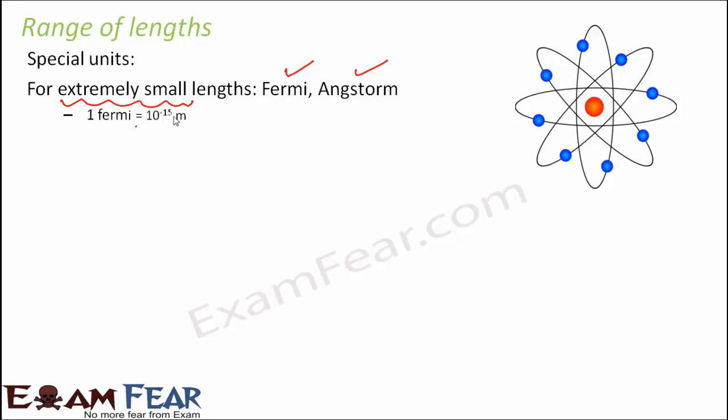So 1 Fermi is equal to 10 to the power minus 15 meters. Do you know what 10 to the power minus 15 is? It is like 0.000000000, so you actually have 15 zeros and then 1. So it is that small a part of 1 meter. That's 1 Fermi. Similarly, 1 angstrom is equal to 10 to the power minus 10 meters. Again, these are extremely small units, and therefore they are termed as special units.